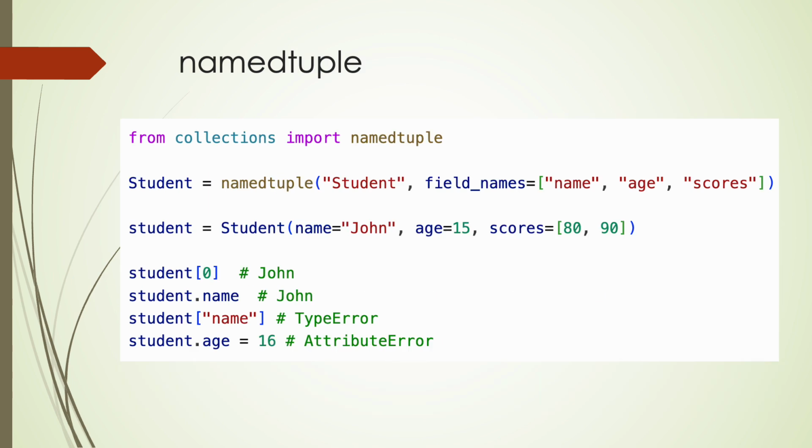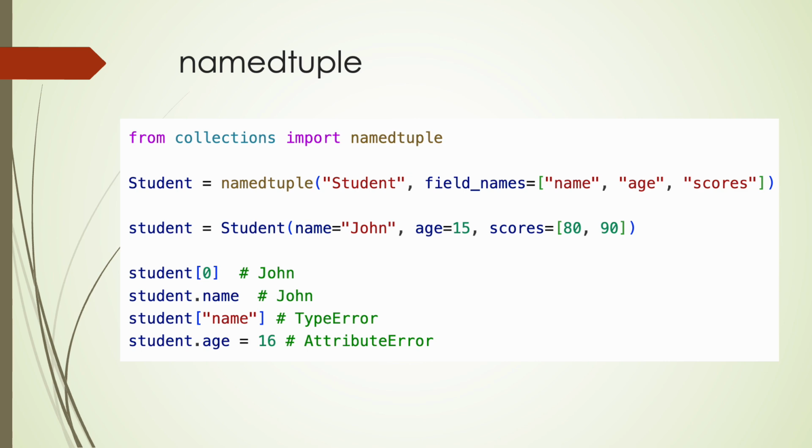Named tuple is a tuple subclass from the collections package and can be used to create tuple-like objects that behave like both tuple and object. To create a named tuple, we need to call the namedtuple factory function by specifying the type name and the field names, which is a list of strings. After that, the named tuple can be used like a normal class.